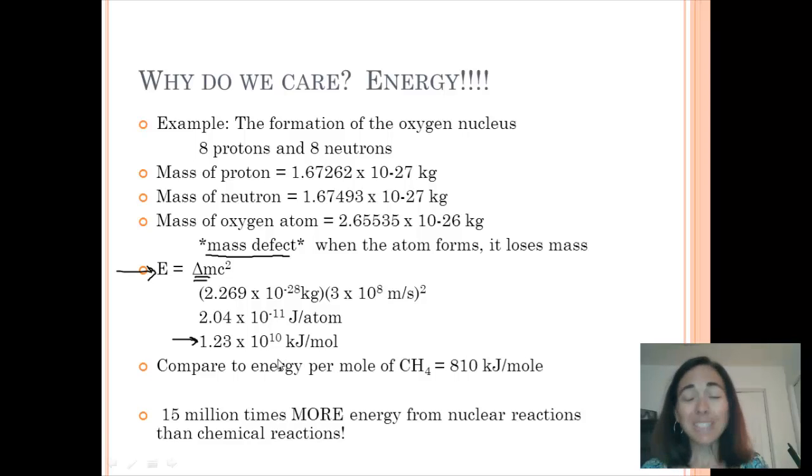Now, how much energy is that really? Let me give you a comparison. Let's compare that oxygen atom, or that mole of oxygen, to burning 1 mole of methane gas. Burning 1 mole of methane gas gives us 810 kilojoules. Burning 1 mole of oxygen gives us a lot more. In fact, it's over 15 million times more energy from that nuclear reaction forming the oxygen atoms than it is burning that methane gas in a normal chemical reaction. So that's really why we care. Nuclear weapons, of course, have applications from this, but so does nuclear power.